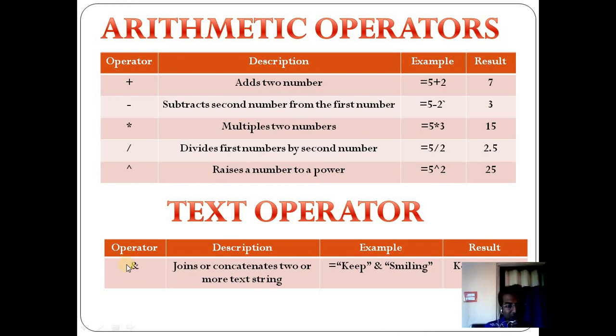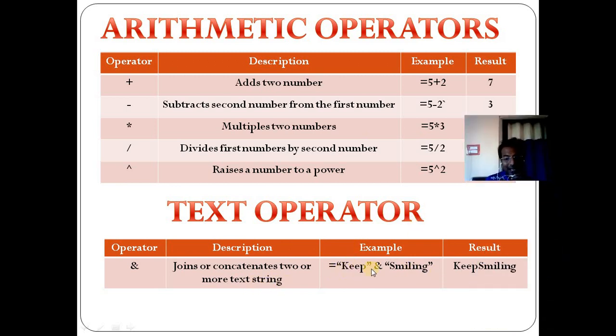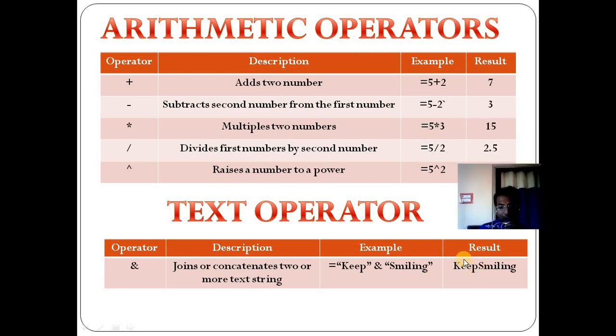So this operator is also called the concatenate operator. It joins or concatenates two or more text strings. We can join, for example, "keep" and "smiling", two different text values, and when you press enter, the two values are combined and merged into the single phrase "keep smiling". I hope, students, you can understand what the arithmetic operator and the text operator are, and now let's go for a practical example of how to perform these operators.